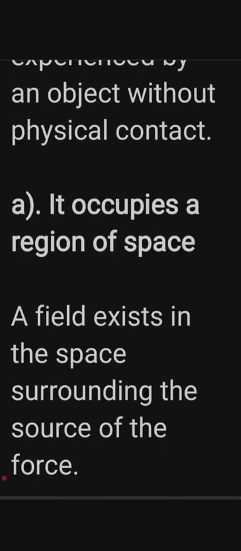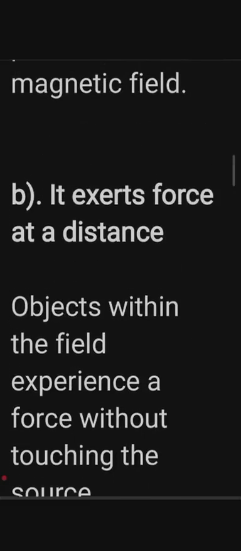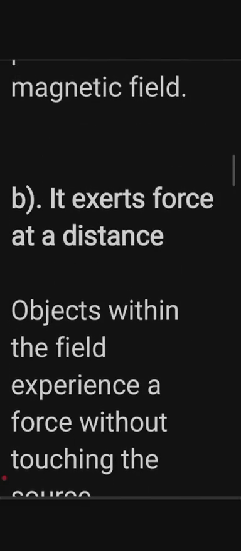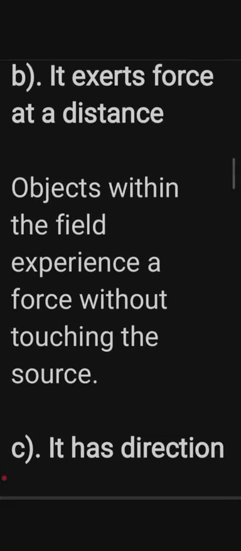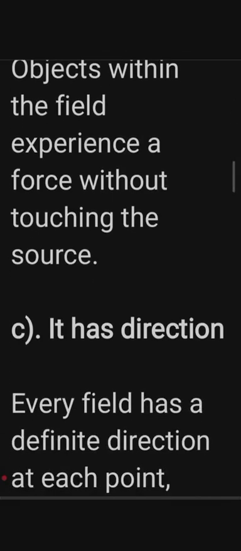So every field has the following features. Number one, a field occupies a region of space. Number two, a field exerts force at a distance. So objects within the field experience a force without touching the source. Number three, a field has direction.